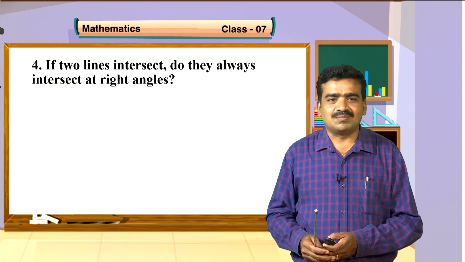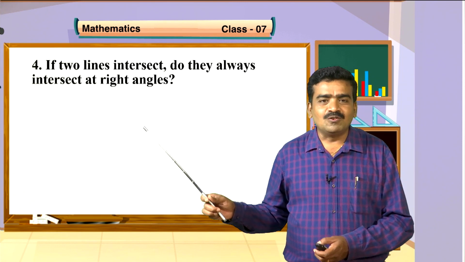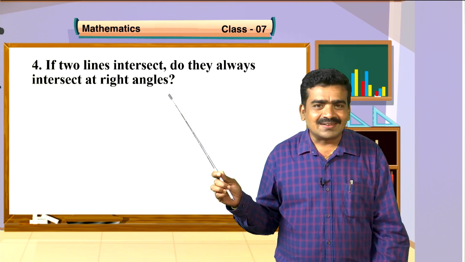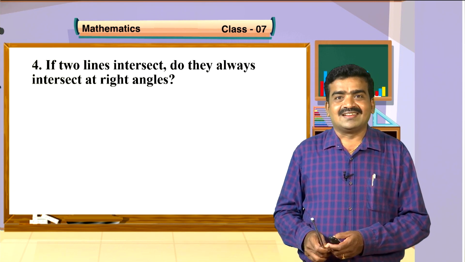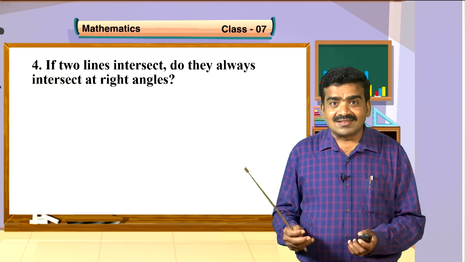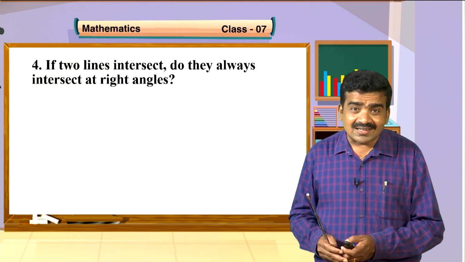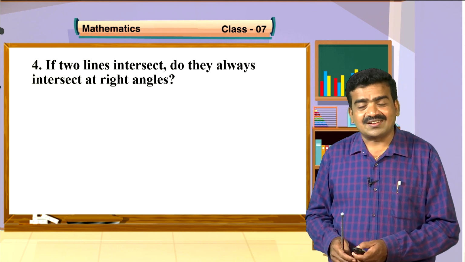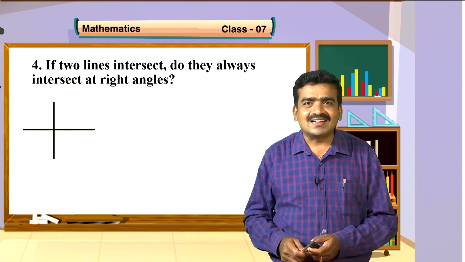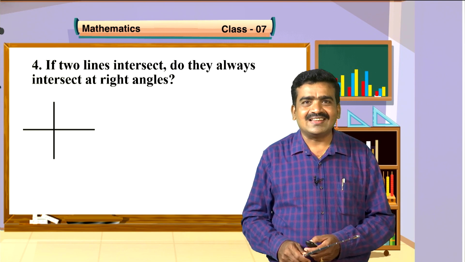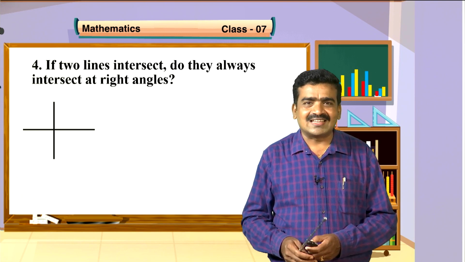Now let us come to one more question. If two lines intersect, do they always intersect at a right angle? That means, are two lines always going to intersect at a right angle? Let us check. Here in this case, the two lines intersect at 90 degrees. Am I right? Yes, exactly.